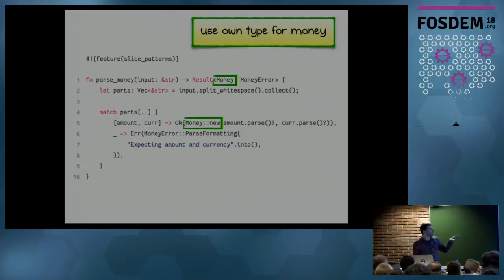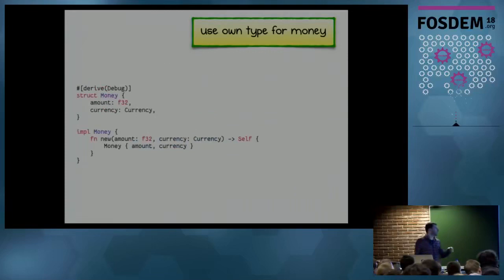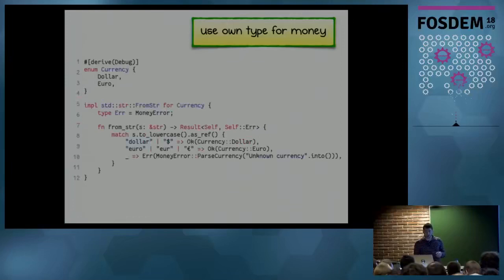So now we use our own money type also, instead of returning a tuple. The way to implement it is you use a struct Money. You have two fields, amount and currency. And this impl Money block down there, this is where you write your methods. And yeah, we just have a new function which returns a new object of Money. And for the currency, we also use a currency enum. And we have dollar and euro as types.